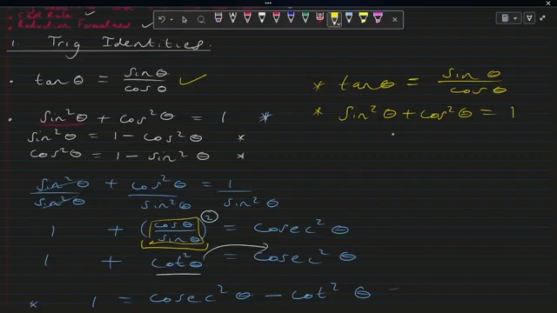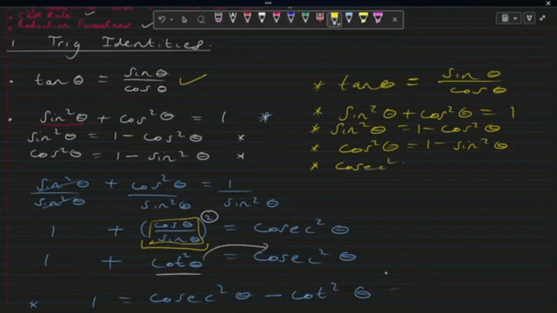And then this one gives birth to all sorts of identities. The first one being the fact that sine squared theta is 1 minus cos squared of theta. The other one being the fact that cos squared theta is 1 minus sine squared theta. And then the other one will be the fact that cosec squared theta minus cot squared theta, this will give us 1.